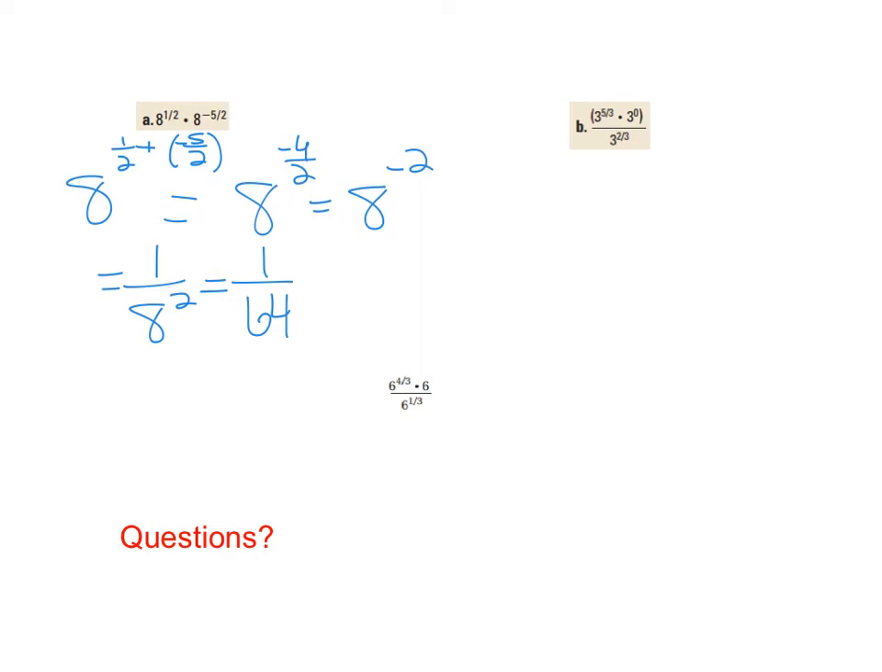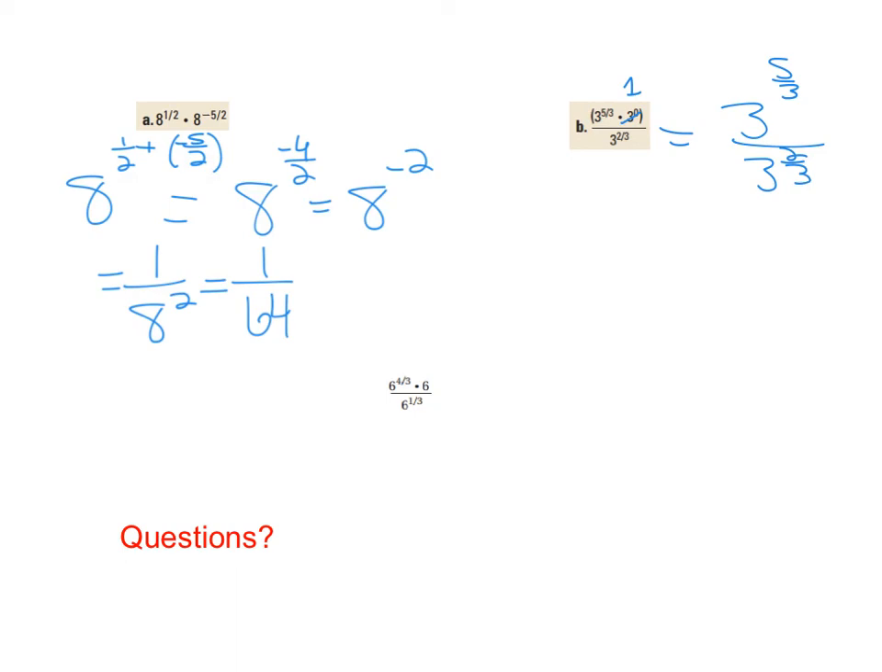3 to the 5/3 times 3 to the 0 over 3 to the 2/3. Well, the first thing I notice is I've got this 3 to the 0 power, right? What's anything to the 0 power? That's 1. So I really just have 3 to the 5/3 times 1, which is 3 to the 5/3, over 3 to the 2/3.